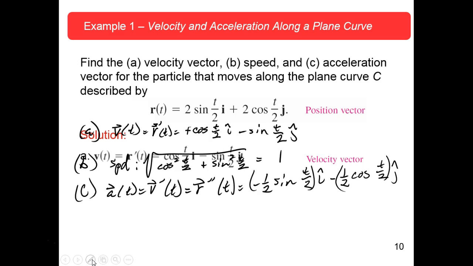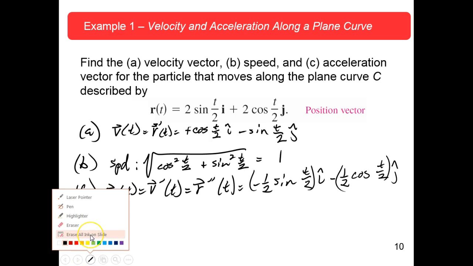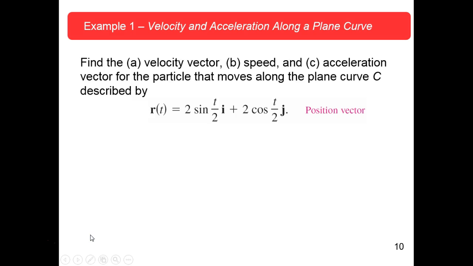This is example 1. A is v of t equal to cosine t over 2 i minus sine t over 2 j. That is 1. This is minus 1/2 sine t over 2 i minus 1/2 cosine t over 2 j. Yes. Okay, so now I can erase it. Anyone need it longer?